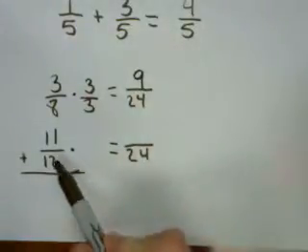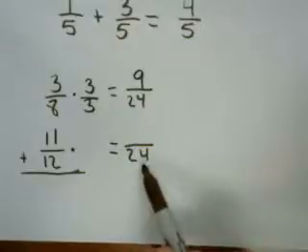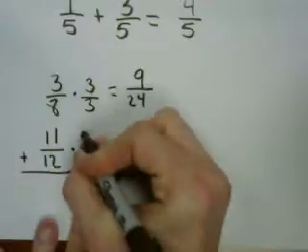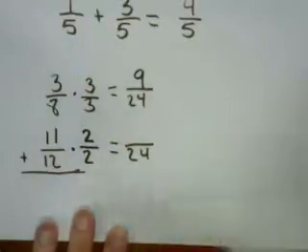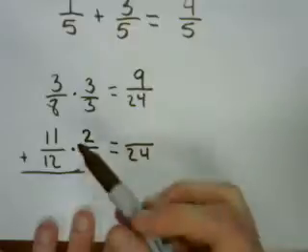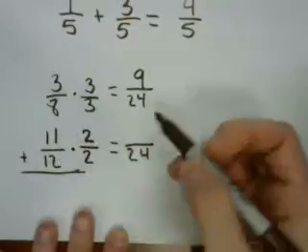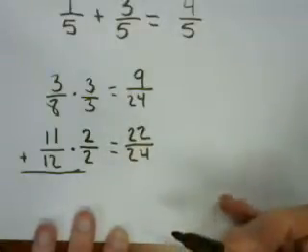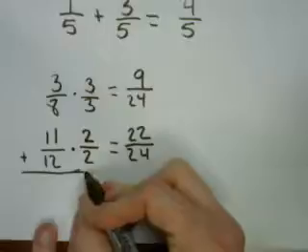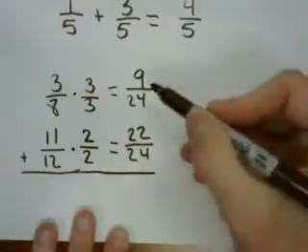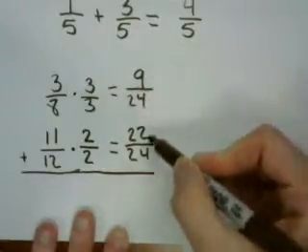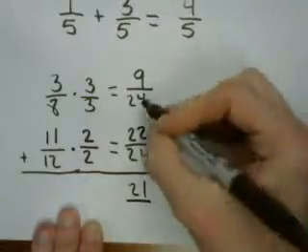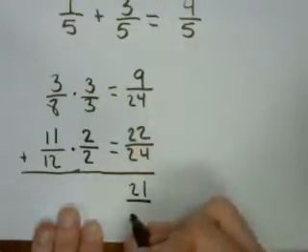Okay, now here, we have to ask ourselves, what times 12 is 24? The answer to that question is 2. So what I do to the bottom, I do again to the top. Again, to create an equivalent fraction to keep the value. Now here, 11 times 2 is 22. Now all I have to do is to perform the indicated function. All I have to do is add the numerators, add the top. 9 plus 22 is 31. And I keep the denominator. I keep the common denominator. So just 24.